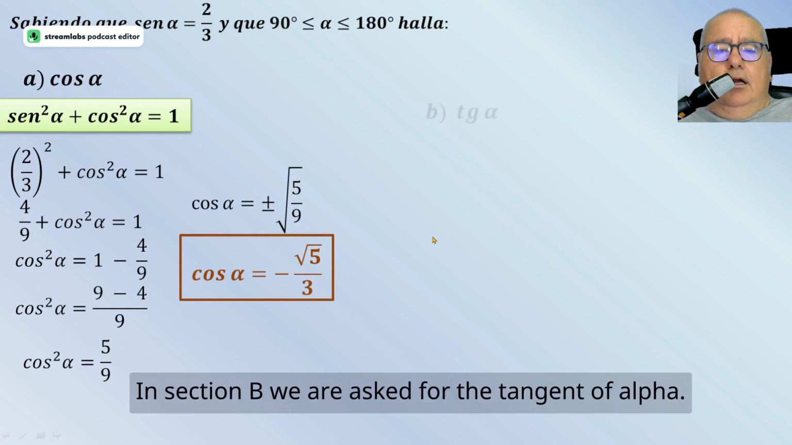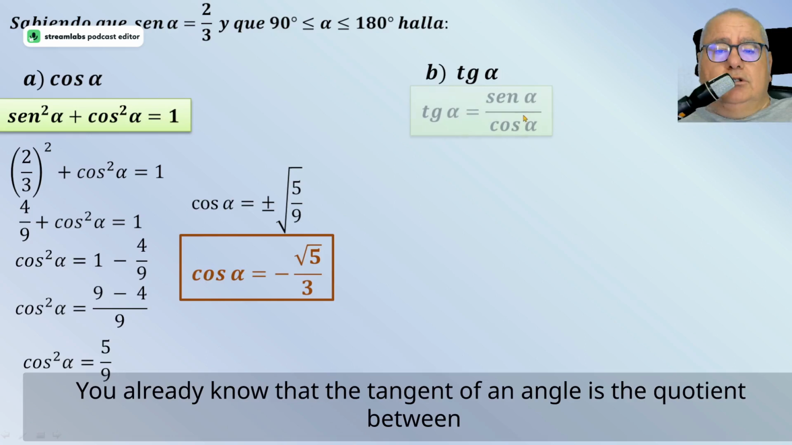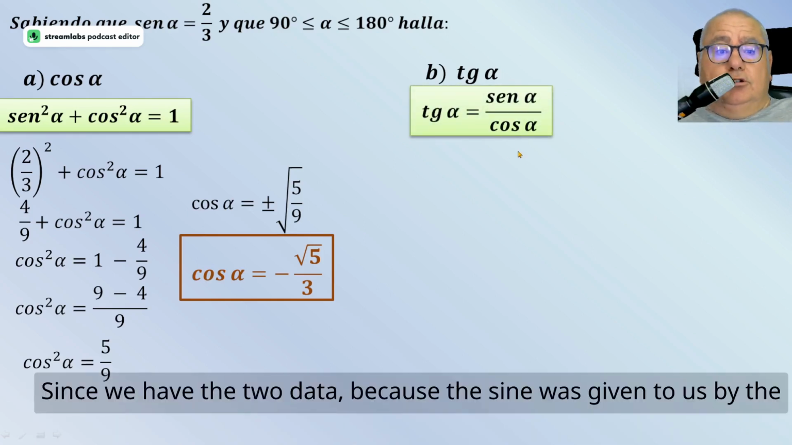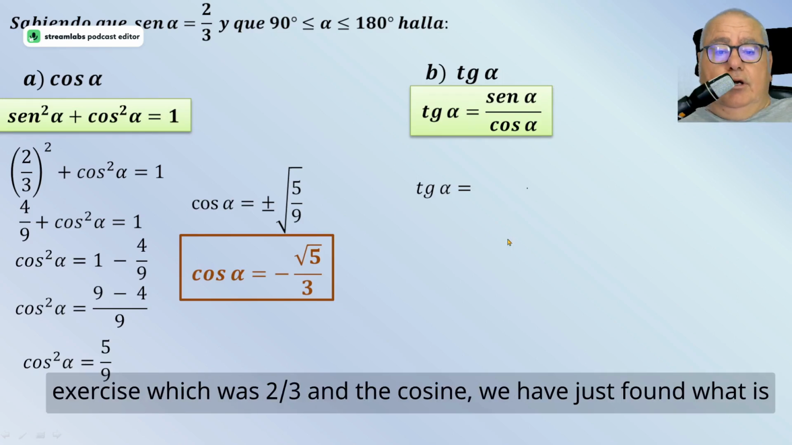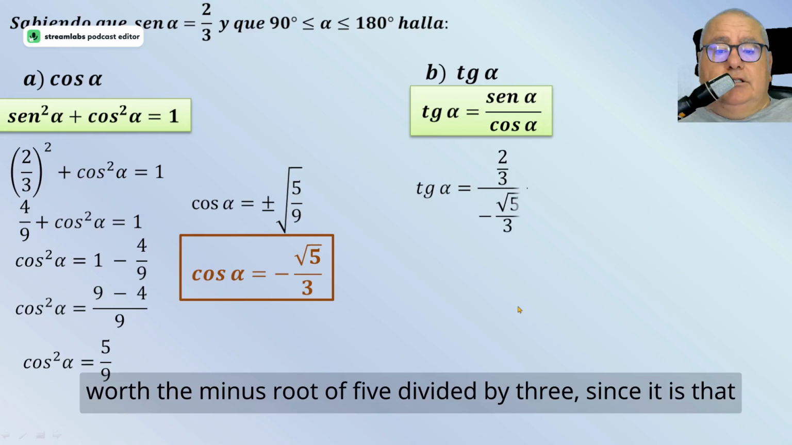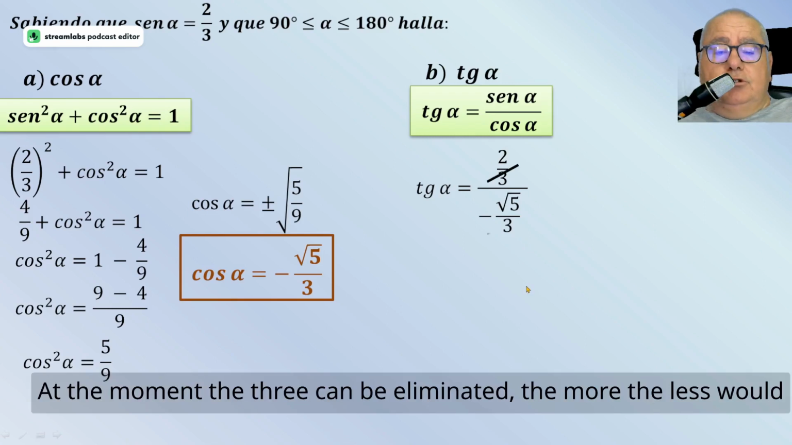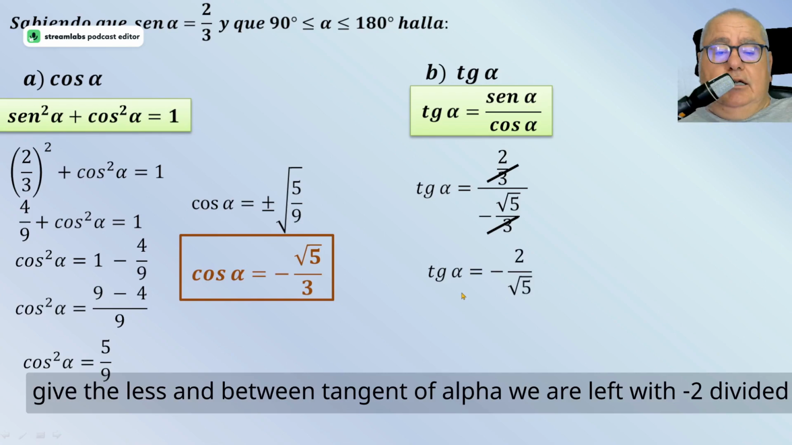In section B we are asked for the tangent of alpha. You already know that the tangent of an angle is the quotient between its sine and its cosine. We have the two data, because the sine was given to us by the exercise, which was 2/3, and the cosine we have just found is minus the root of 5 divided by 3, so that is the quotient that must be solved to calculate the tangent. At the moment the 3 can be eliminated. The plus and the minus would give minus, and we are left with the tangent of alpha equal to minus 2 divided by the root of 5.